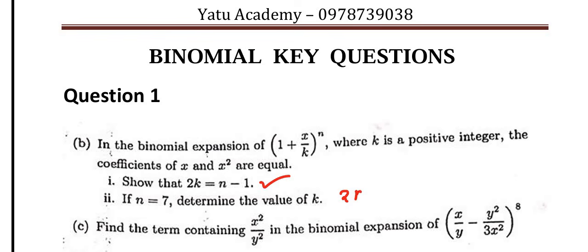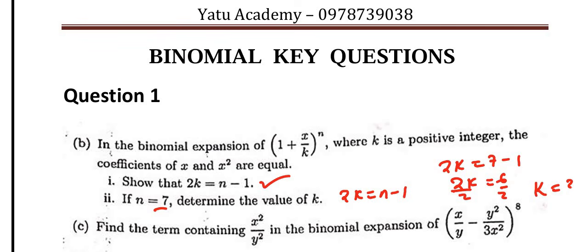So we have 2k is equal to n minus 1. Wherever there's n, we put what? A 7. So this will be 2k is equal to 7 minus 1. This is 2k is equal to 6, divided by this, meaning your k is equal to 3. So that answers your question number 1, the first part, this guy here.